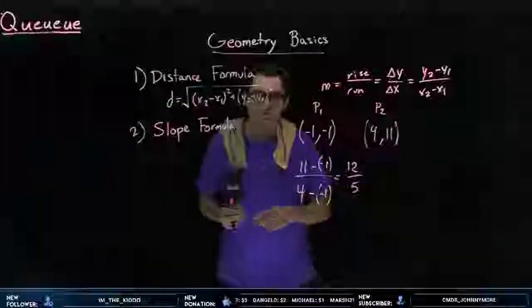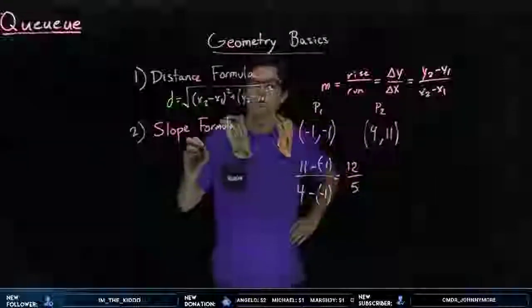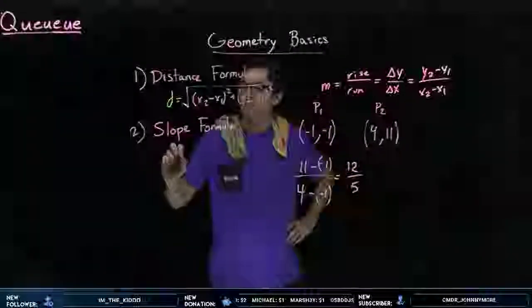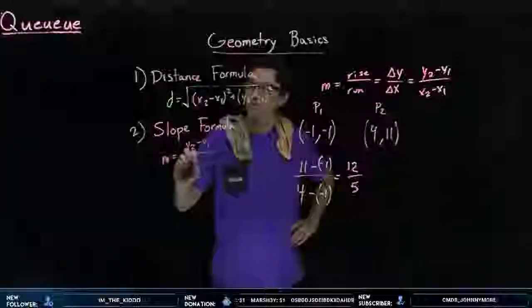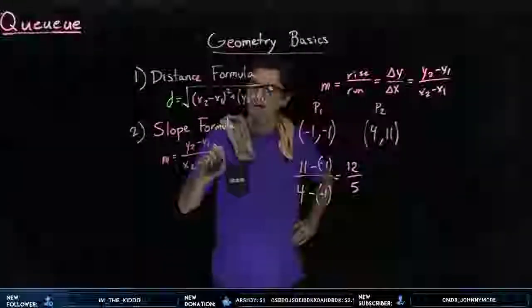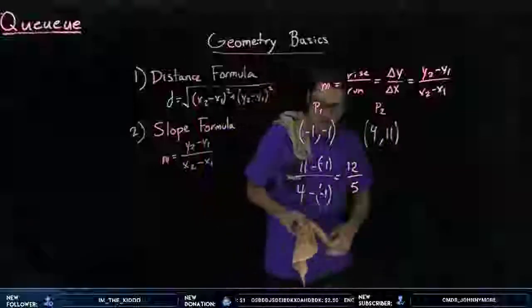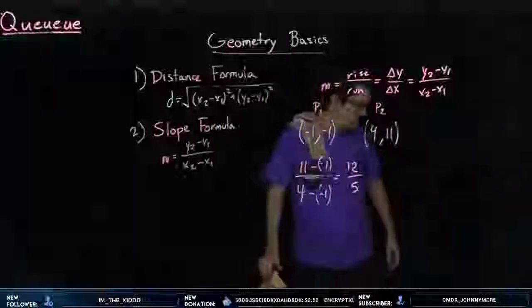Slope formula. Very good. Okay, so that's going to be m is equal to y2 minus y1 over x2 minus x1. Yes, very good. We're all very excited.